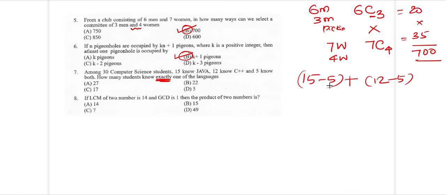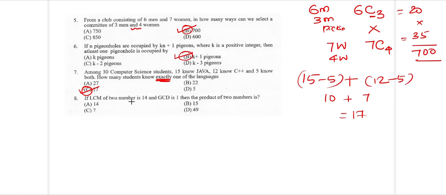So how many students know exactly one language? It will be 15 minus 5 plus 12 minus 5. 15 minus 5 is 10, and 12 minus 5 is 7. So 10 plus 7 makes 17. So the answer is C, 17.